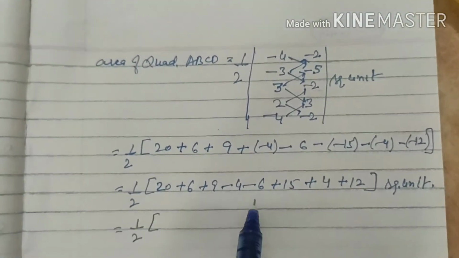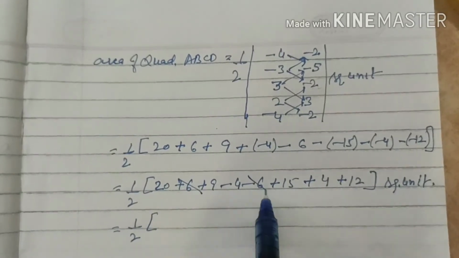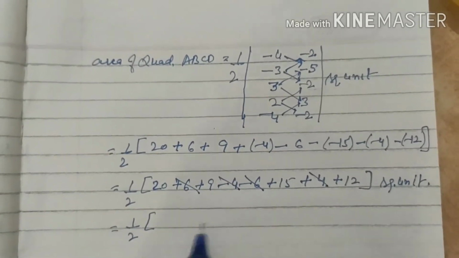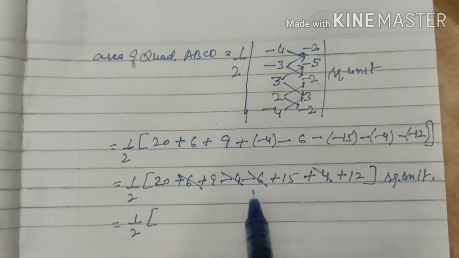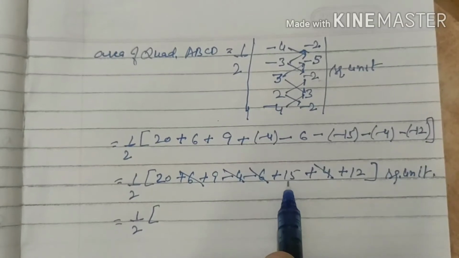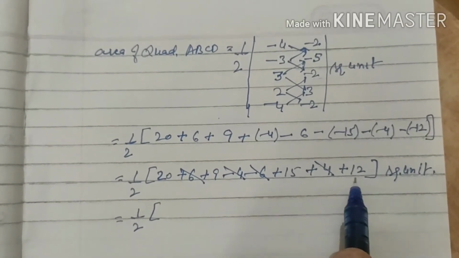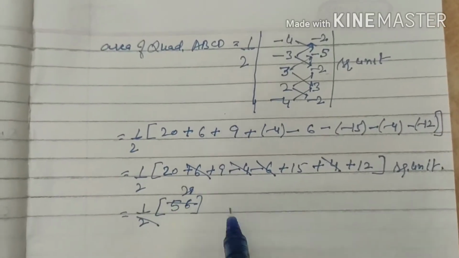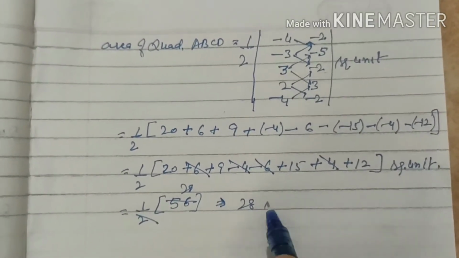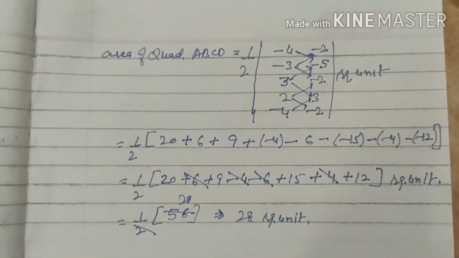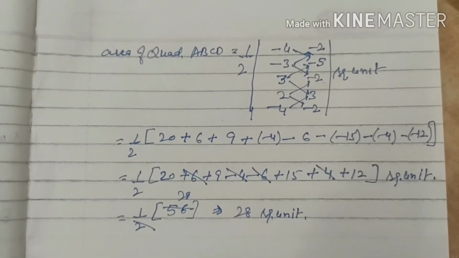So minus 6 plus 6 will be cancelled, minus 4 plus 4 will be cancelled, so the rest of the values will be added. So we will have 20 plus 9 becomes 29, 34, 44, 46, 56. So we have 56. So 56 by 2 becomes 28, so 28 square unit is the area of quadrilateral ABCD. So pause the video and note it down.